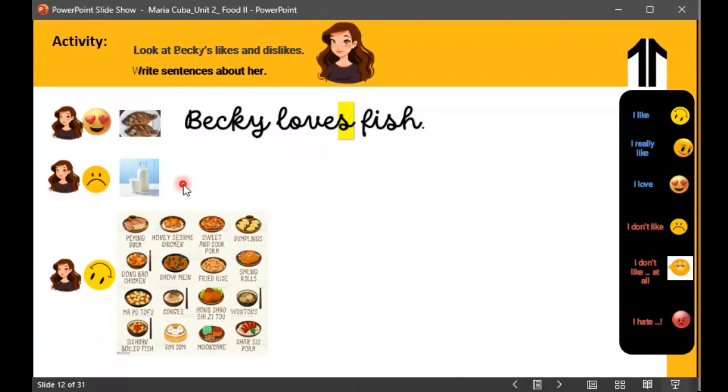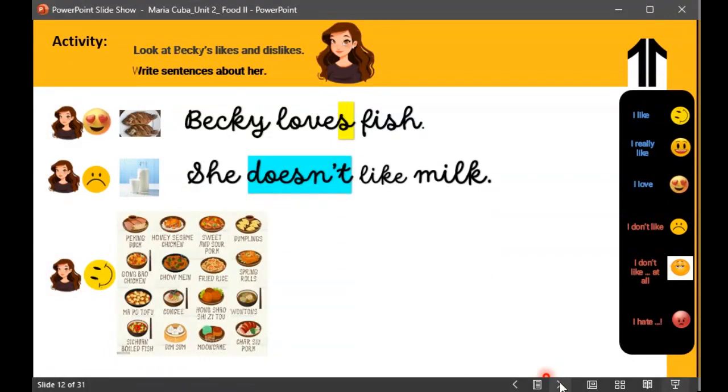What else can we say here? Pay attention to the legend. We're talking about Becky. Yes, very good, Pablo. Becky doesn't like meat. She doesn't like meat. Yeah, we are talking about Becky, so it's possible to use she. Correct. Perfect. And what about number 3?